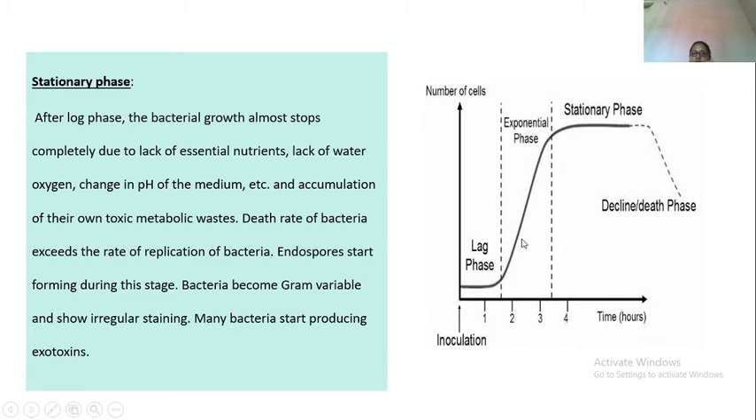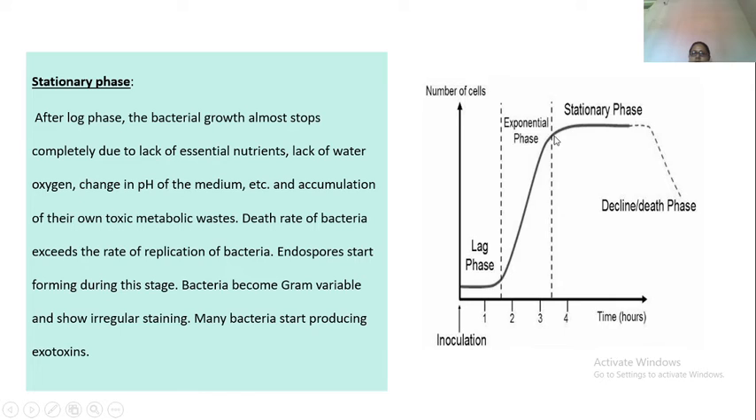Because when organisms are continuously multiplying in the log phase, at some point they'll start dying also. So there is some accumulation of toxic metabolites, and the nutrients have gone down. Now the pace with which the organism was multiplying has become slower. That's why in the stationary phase the number of newly formed cells and the number of dying cells are equal. That's why you see a parallel line.